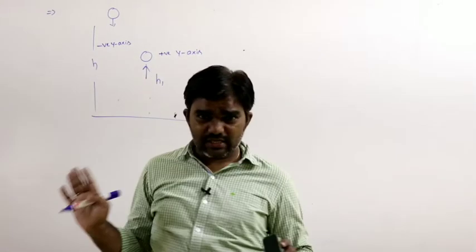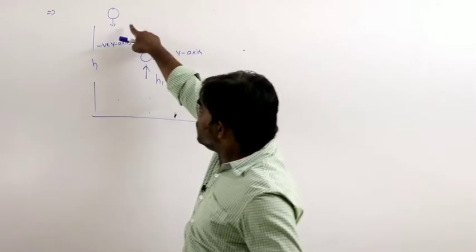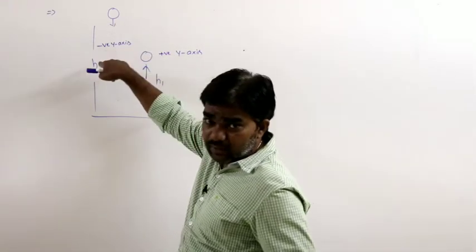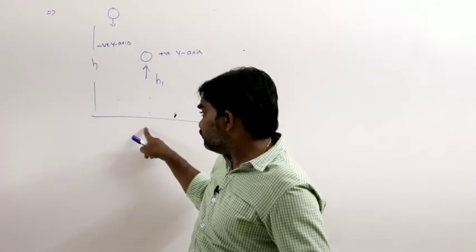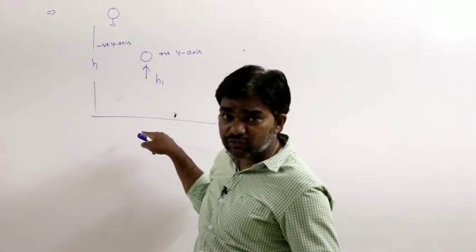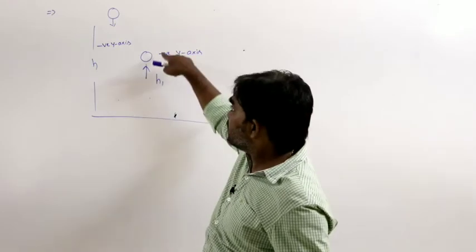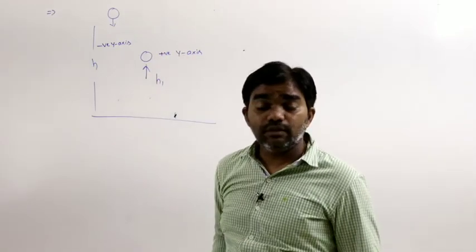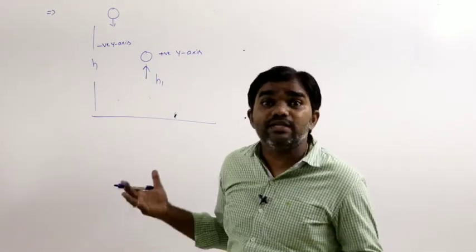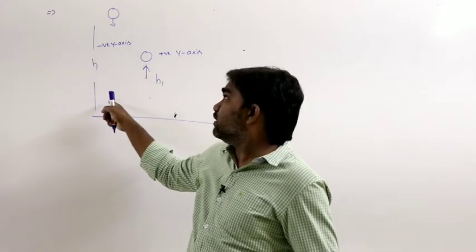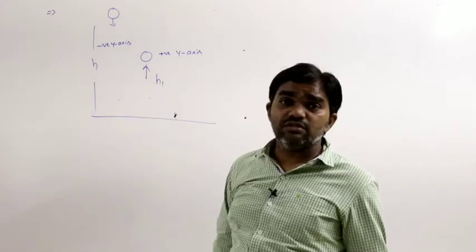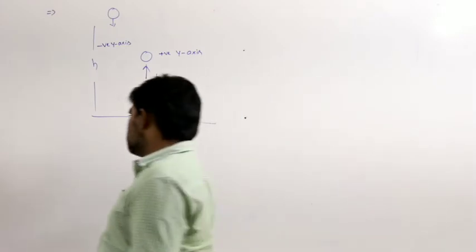See here, what is the condition? Initially the ball falls freely from a certain height. After striking the ground, the ball rises to a height h1. What is the change in velocity? What is the initial direction? Towards negative y-axis. What is the final direction? Towards positive y-axis. Change in velocity.